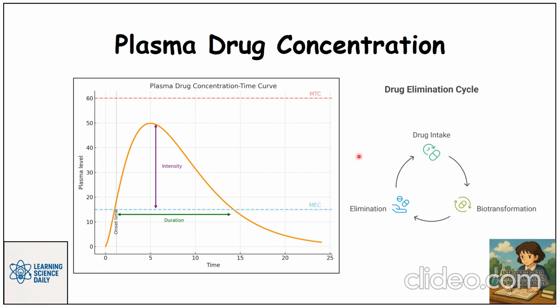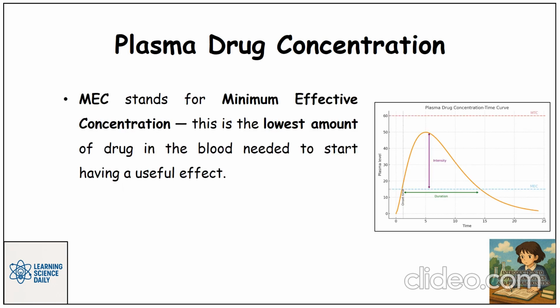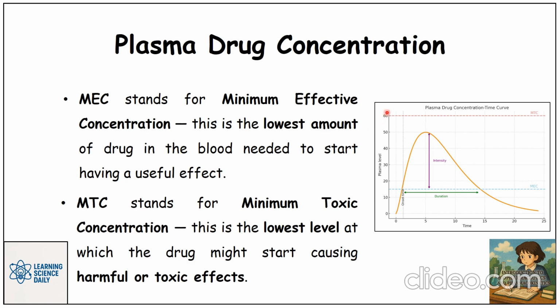The relationship of the drug level time curve and various pharmacologic parameters for the drug is shown in the figure. MEC and MTC represent the minimum effective concentration and minimum toxic concentration of the drug, respectively. MEC stands for minimum effective concentration. This is the lowest amount of drug in the blood needed to start having a useful effect. MTC stands for minimum toxic concentration. This is the lowest level at which the drug might start causing harmful or toxic effects.